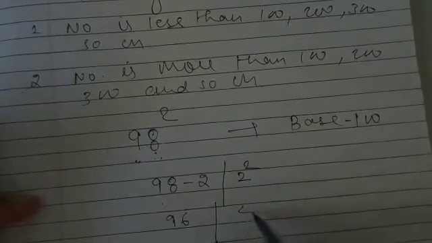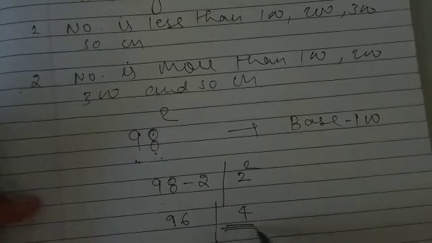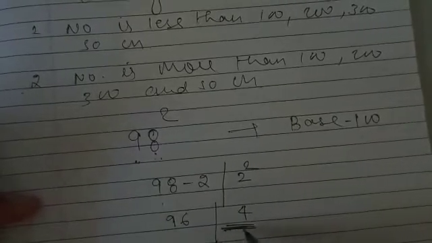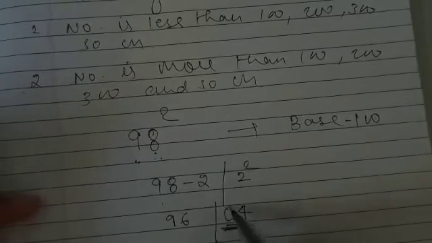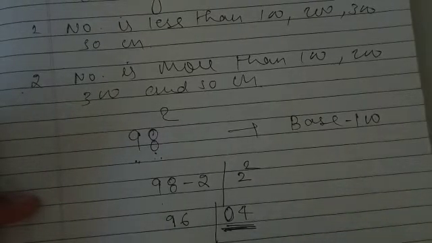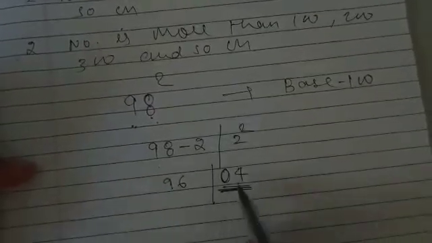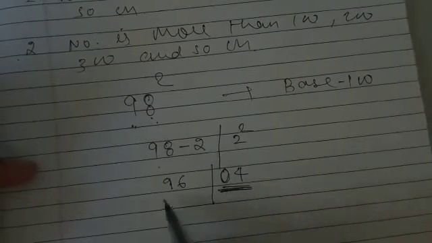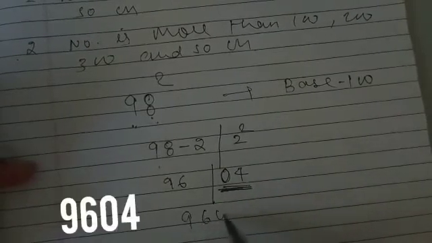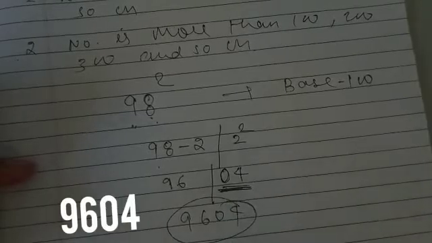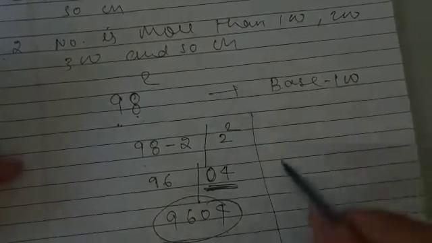Now 2 square is 4, but since at this place we want a 2-digit number, therefore I am adding 0 in front of 4 to make it a 2-digit number. So after making this a 2-digit number, you just remove this sign. So 9604 is your answer. So see how quickly I got the answer. Similarly, we can go for the next example.